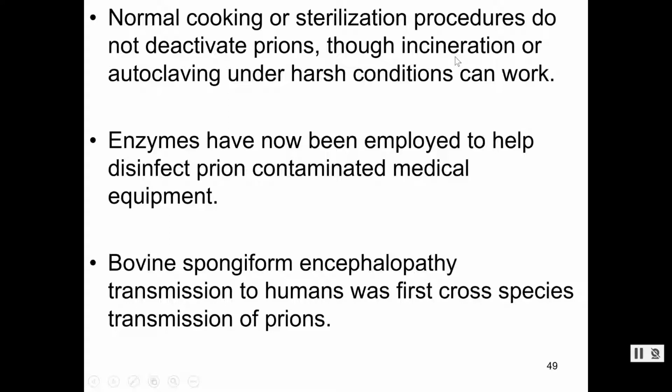Now, since that outbreak in the 80s, chemical companies went to work and created an enzyme that will target prions. So now we do have another thing in our arsenal to defend ourselves. But before that, all you could do was just complete incineration to get rid of it. So we do have an enzyme, it's called Prionzyme, that we can use for medical sterilization, that kind of thing. This was the first time we saw cross species.